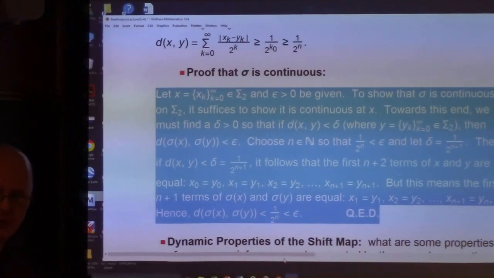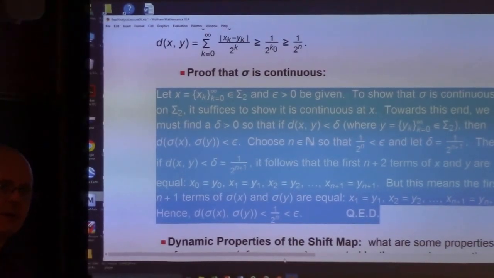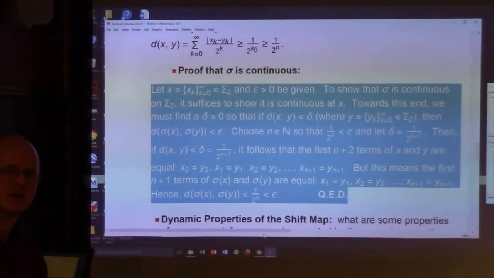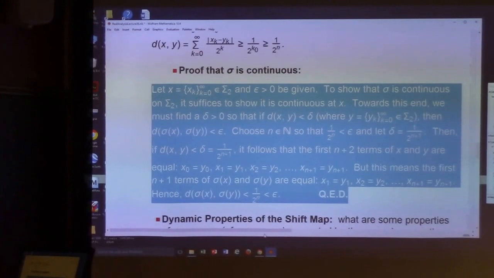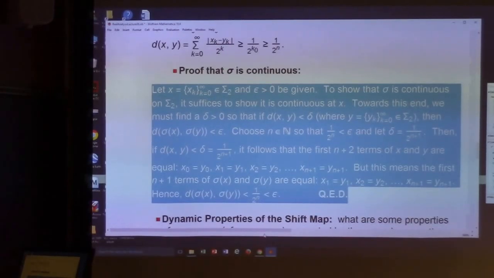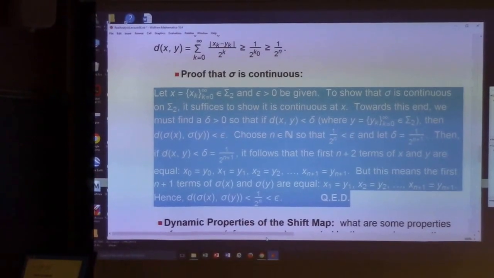I could do it in terms of open balls if I wanted to, but it seems simpler to use an epsilon delta argument in this case. Pretty interesting and not too hard. I think once you have the lemma, you could figure this one out. Once you have the lemma, it's not terribly hard.